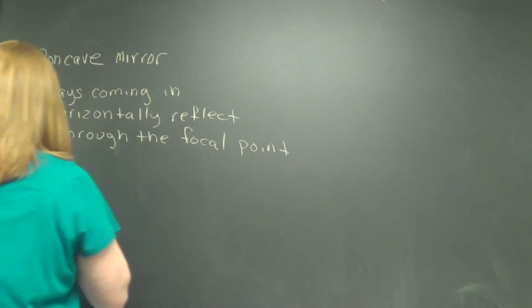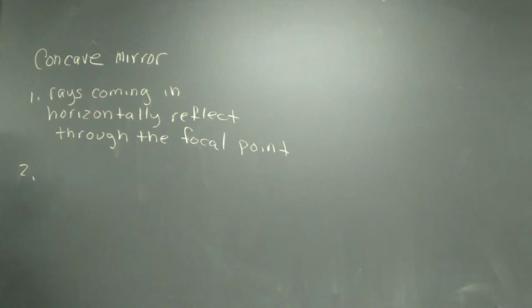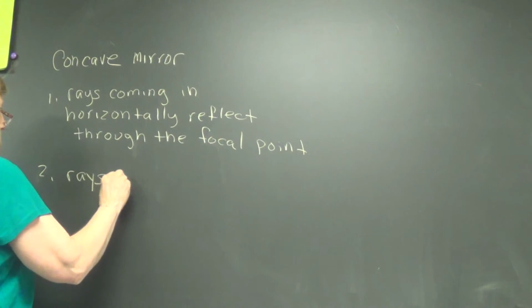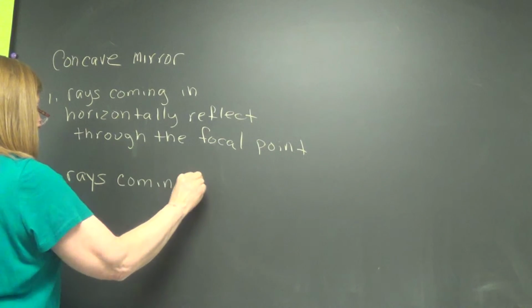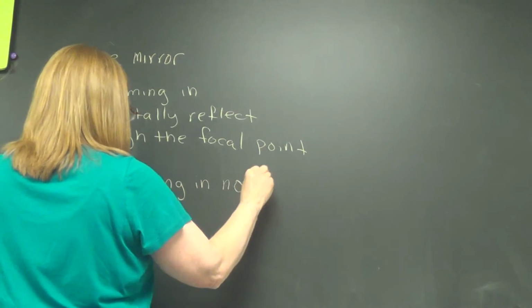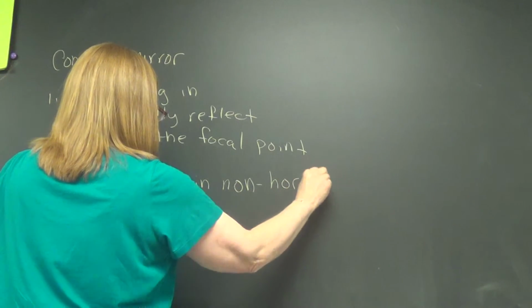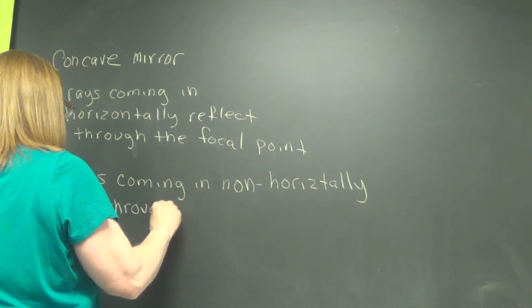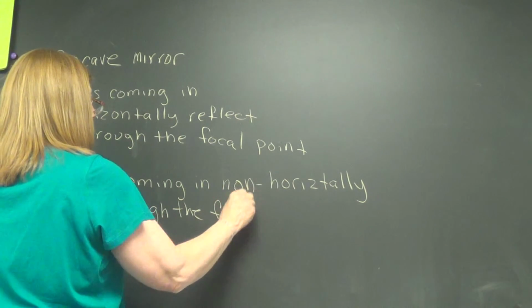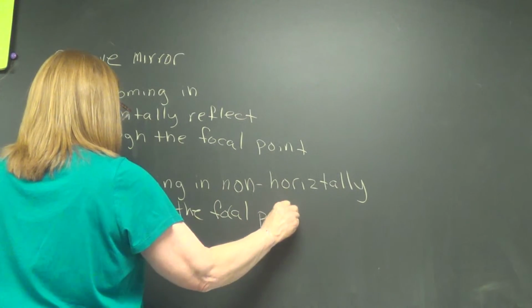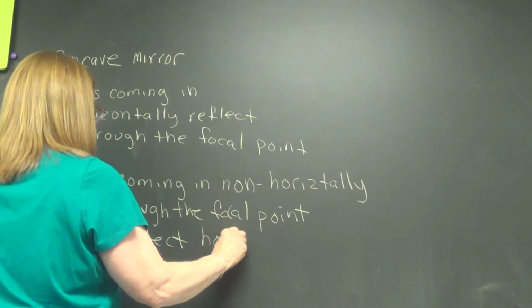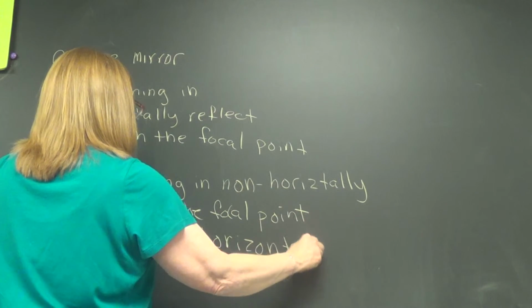There's 3 rules. The second one, and this will get us to trace any image. So, rays coming in horizontally reflect through the focal point. Rays coming in non-horizontally through the focal point reflect horizontally. So it's sort of the opposite of number 1.